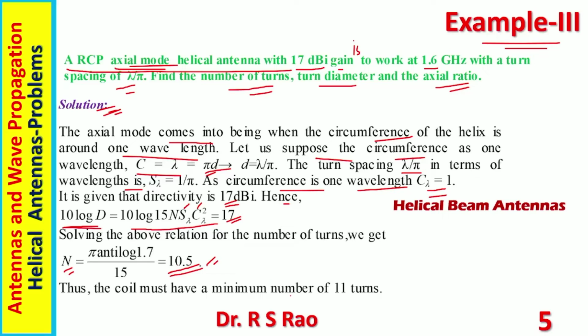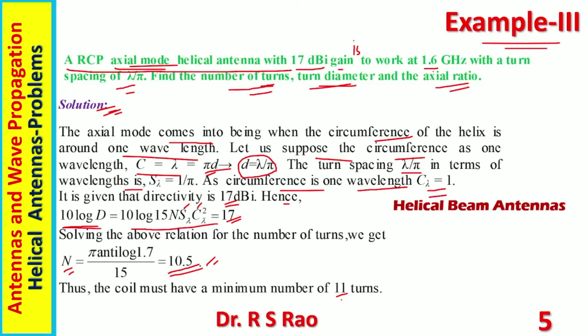Thus the coil must have a minimum number of 11 turns. One cannot have half turn. So 11 turns. So number of turns has been determined. Now turn diameter. Turn diameter is lambda by pi. If we know lambda wavelength, then it is not a big deal to find turn diameter.